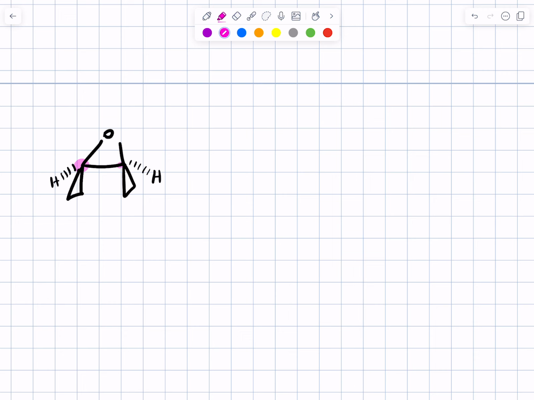Four different things there, four different things there. Yes, it has stereocenters, but it is not chiral because of a plane of symmetry there. What's on the left is a reflection of what's on the right. This is what I mean when I say carbon A and carbon B are identical. This is an example of a meso epoxide. It is meso because it has stereocenters, but it is not chiral.